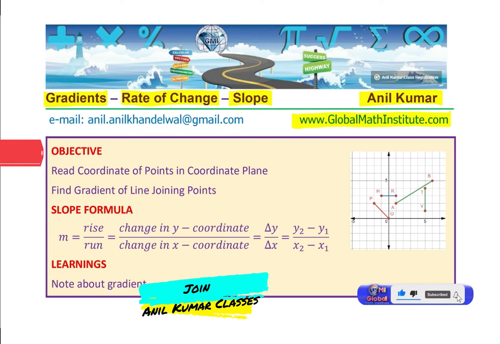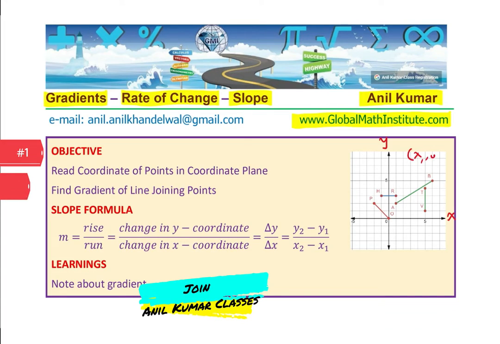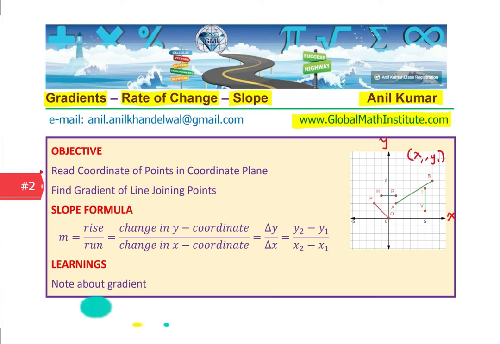The objective is how do we read the coordinates of points on a coordinate plane. So you can see a coordinate plane here which has the horizontal x-axis and the vertical y-axis. Coordinate points will be x1, y1, which we'll see how do we read them. And then after doing that, we'll see how do we find gradient of line joining the points.